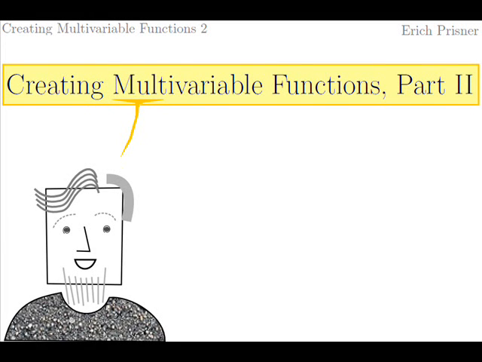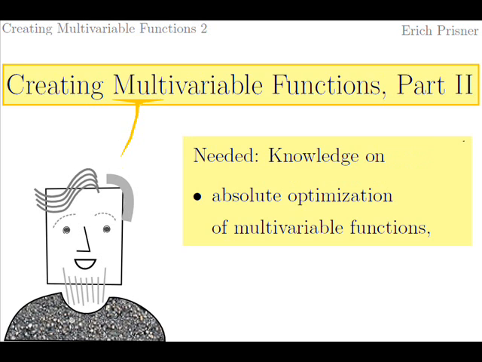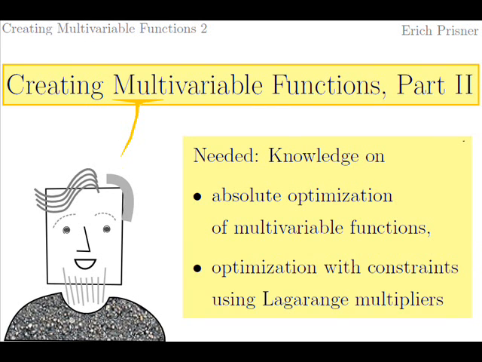Hello, welcome to the second part of the Advanced Calculus mini lecture on how to model multivariable functions from real-world examples and how to use such functions for optimization. I hope you covered absolute optimization of multivariable functions and optimization with constraints using Lagrange multipliers in the meantime. These two techniques are needed. Let me briefly review what we discussed in the first part of the mini lecture.